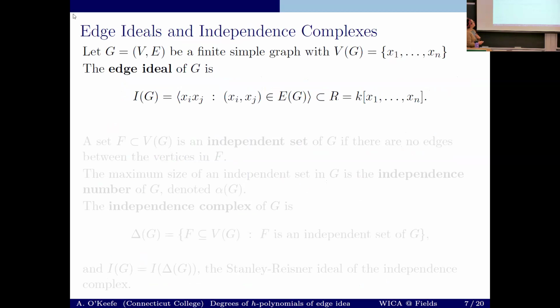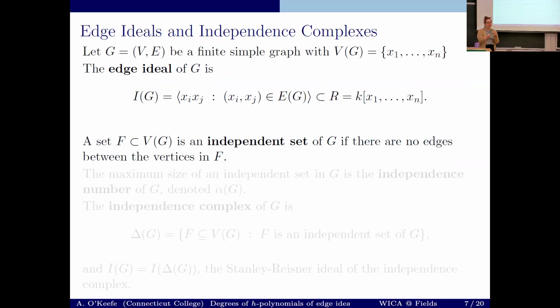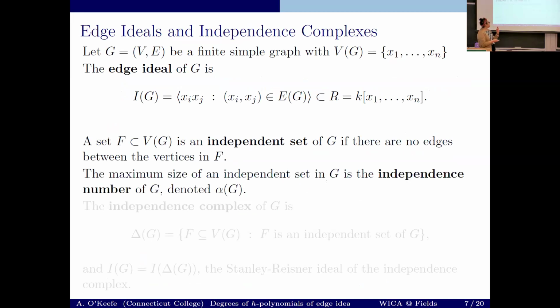So G is always going to be a finite simple graph, right? And on n vertices, the edge ideal is generated by the edges. If xi, xj is an edge, then xi times xj is a generator. We call a set of vertices of the graph independent if there are no edges between any two of them. And the maximum size of an independent set is the independence number that we're going to denote alpha G. You'll see that a lot.